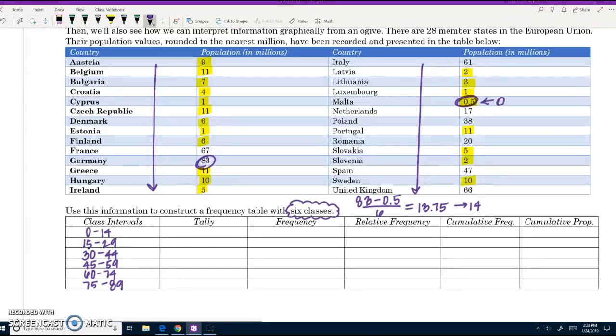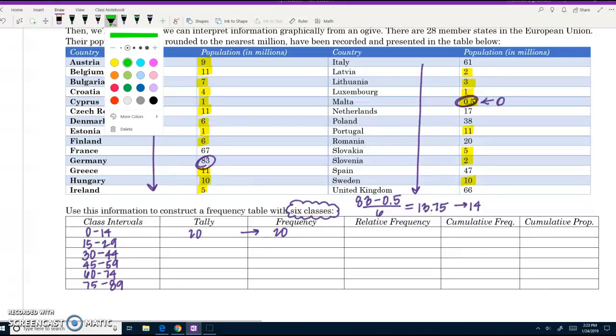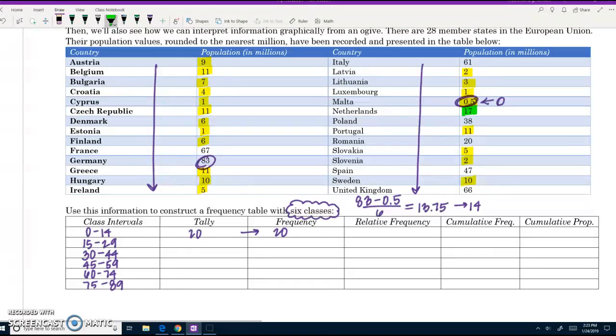So that's going to be 1, 2, 3, 4, 5, 6, 7, 8, 9, 10, 11, 12, 13, 14, 15, 16, 17, 18, 19, 20. So 20 of our values here. And I didn't write those down as tallies. I can just write them in the frequency column then, and that's fine. So now I need to hunt for my 15 through 29 million population values. It looks like we've got the Netherlands at 17 million, Romania at 20 million, and that looks like pretty much it there. So that's going to be 2 values.